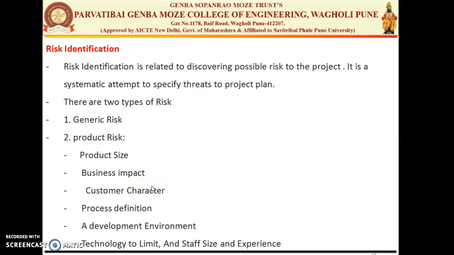The next one is your process definition. So risk involved in defining the software process which is followed by the organization can also cause a risk. Then development environment. So the development environment is one of the things which can cause the product risk. So what tools and quality you are using for the development process, that comes under the development environment. Next one is your technology to the limit. So the risk involved in the complexity of the project and the new technology that we are using in our project can also cause a risk to the project.